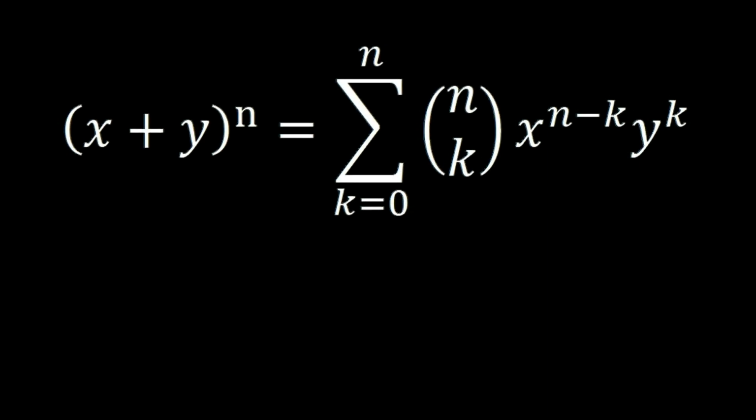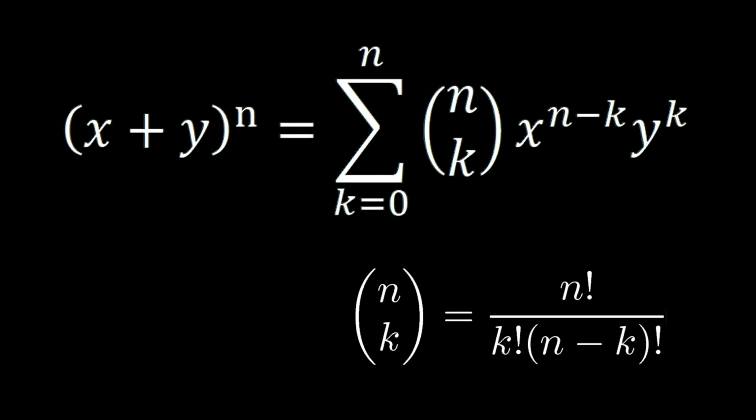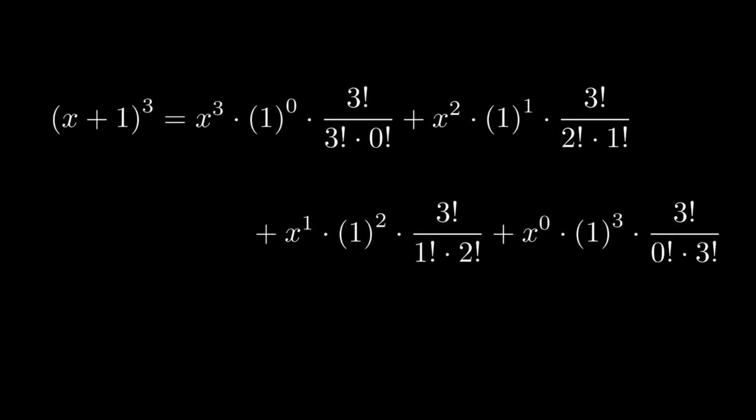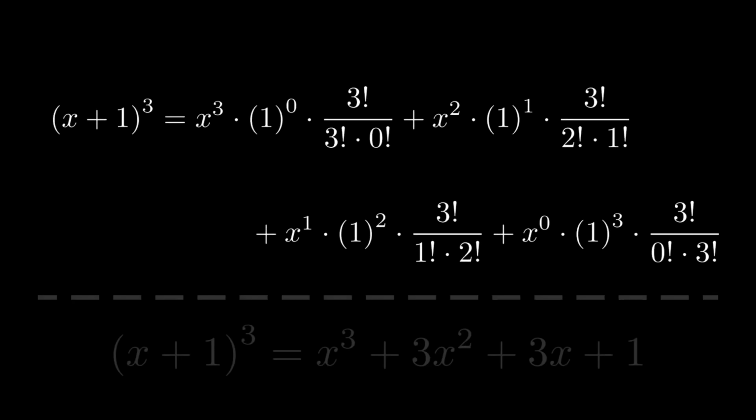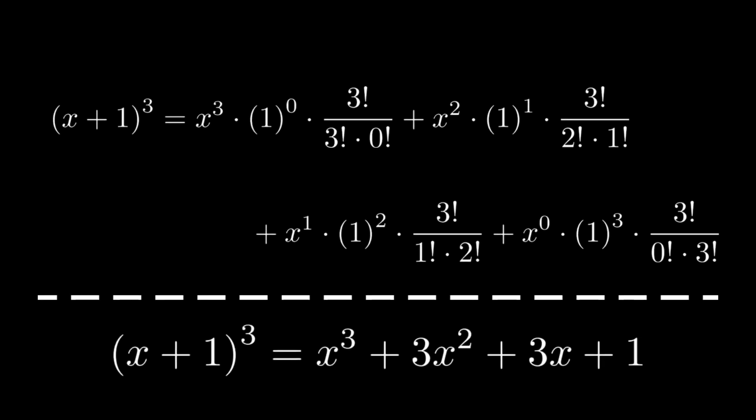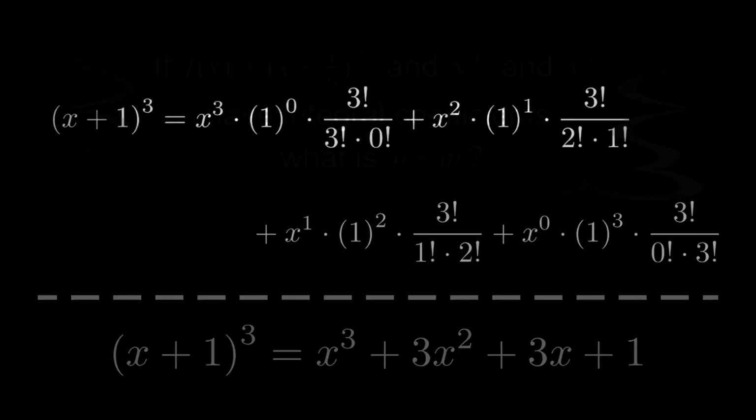The binomial theorem is a useful trick for expanding polynomials. It says that x plus y to the nth power is equal to the summation of n choose k times x to the n minus k times y to the k, where n choose k is equal to n factorial divided by k factorial times n minus k factorial. Let's look at the example x plus 1 cubed. We can write out this nasty equation, however it all simplifies to the fairly nice expression x cubed plus 3x squared plus 3x plus 1.